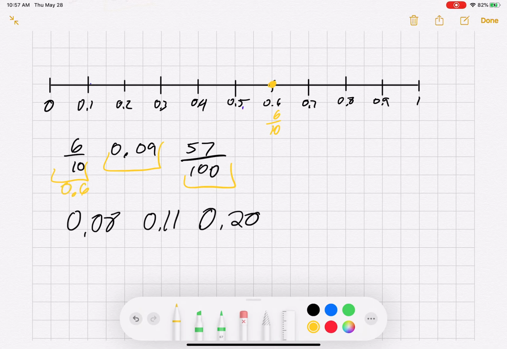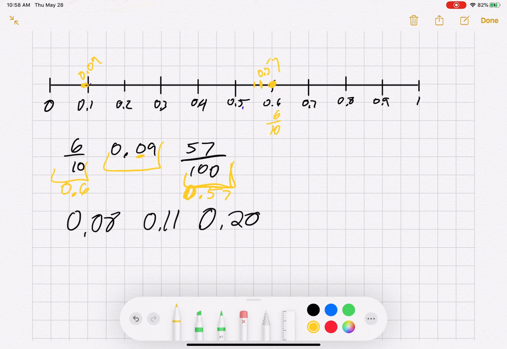And I'm looking at 0.09. I know that it is below 0.1 just by a little bit, and it's really close. So this would be 0.09 right here. And then I'm looking at 57 hundredths. I know that 57 hundredths is 0.57. So I would find 0.5, find the halfway, and then I go to 0.57.